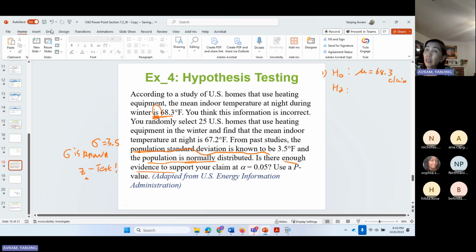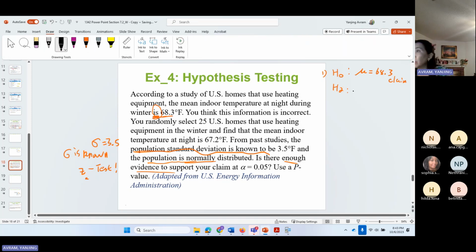Let's write down the alternative one. Since the null has an equal sign, the alternative will be not equal to. So this will be a two-tailed test. Look at it, it's a two-tailed test because you have a not-equal-to, so you have a left and right tail. Two-tailed test.